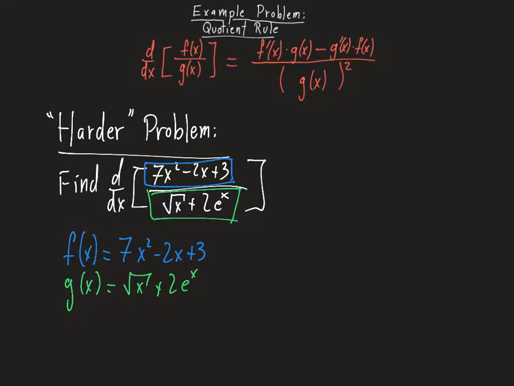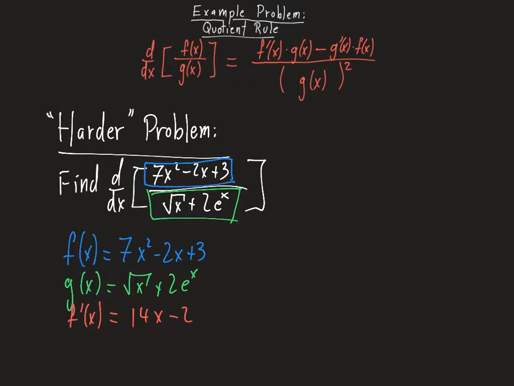All right, remember, the next step, always the very first thing you need to do at this point, is to now write out the derivatives of these two functions. If f of x is equal to 7x squared minus 2x plus 3, then its derivative f prime of x is going to be 14x minus 2. We know this by using the power rule.